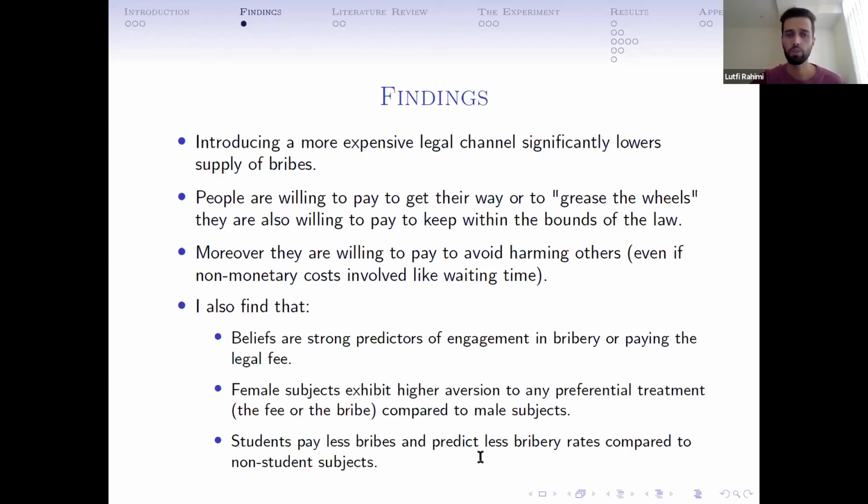In addition, I also find that beliefs are strong predictors of engagement in bribery or paying the legal fee. I also find that female subjects exhibit higher aversion to any preferential treatment, being the fee or the bribe, compared to male subjects. And finally, our subject pool consisted of students and non-students, 50% students, 50% non-students. So students pay fewer bribes, predict less bribery, and engage in it less than non-students. So those are the main findings.